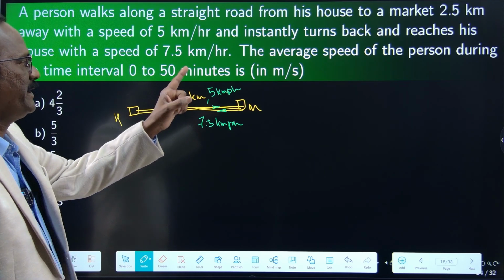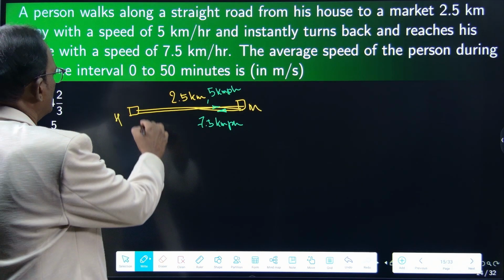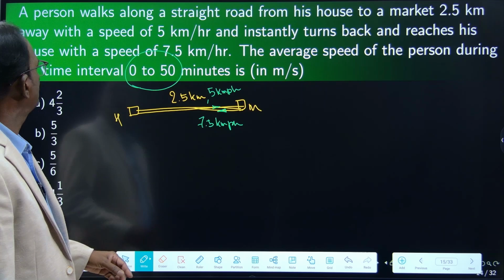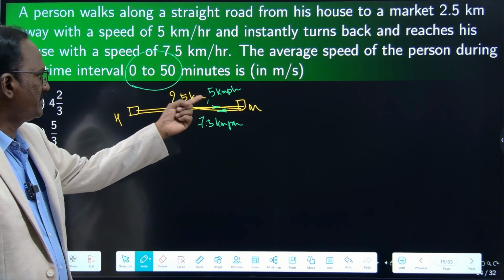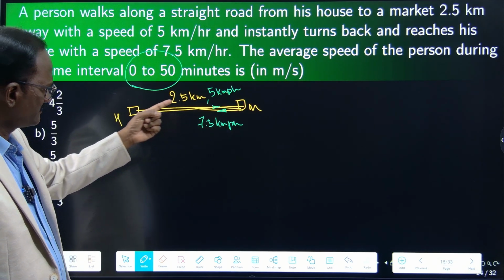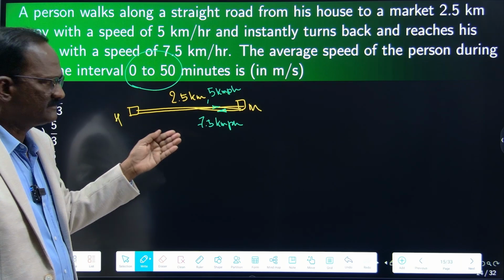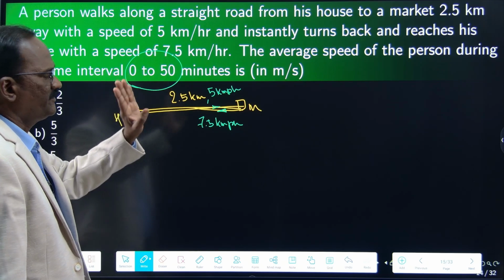The average speed of the person during the time interval 0 to 50 minutes. So let us find how much time it is taking for him, because when he walks to the market with slow speed and returns fast at 7.5 kilometer per hour, right? So time 0 to 50 minutes.